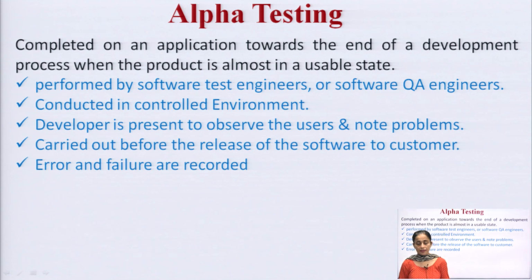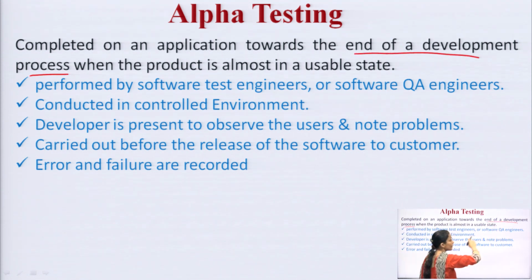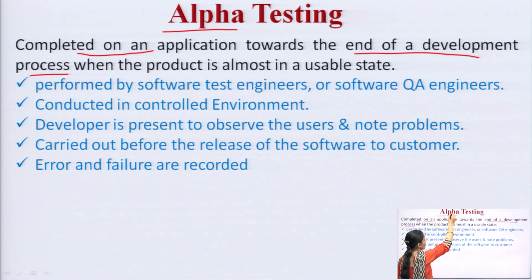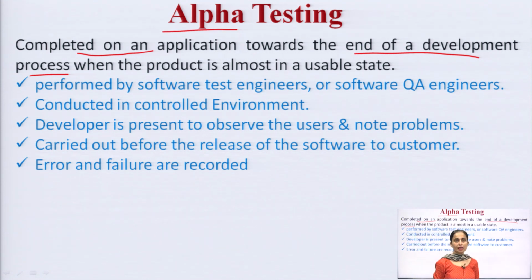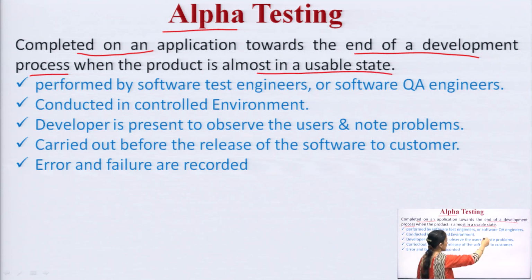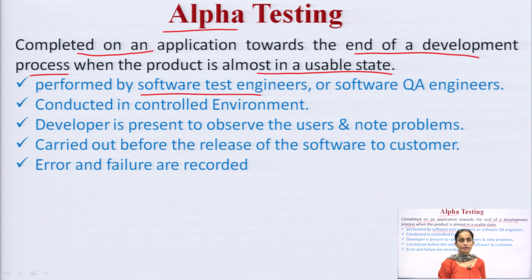Alpha testing is performed upon an application towards the end of the development process. When we have developed almost every part of our application, that is, we are moving towards the end phase of development, then this testing starts. That means the product is almost in a usable state, we can use it. So, in that case the different test engineers and QA engineers will test the product.